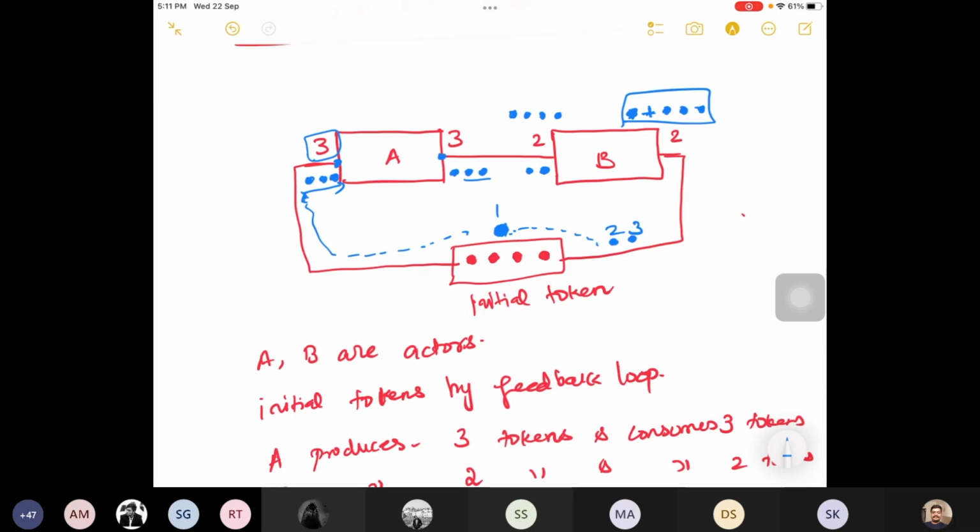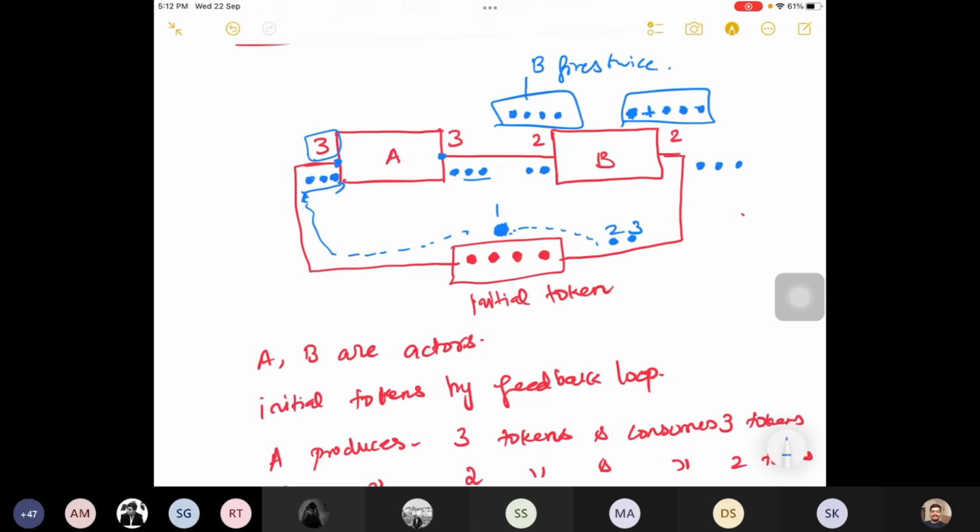Now 4 tokens means B executes 2 times. B fires twice, so 2 times, 2 tokens will be generated. Now in the feedback no tokens are there, but these 4 will go here. Again, it starts from the beginning.